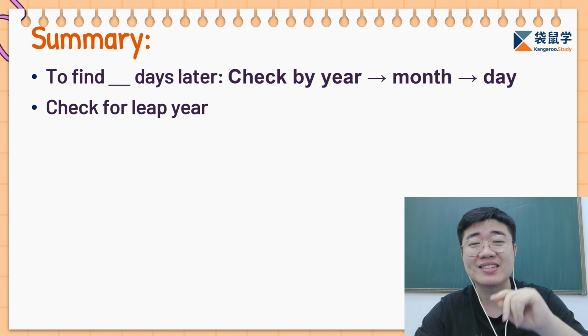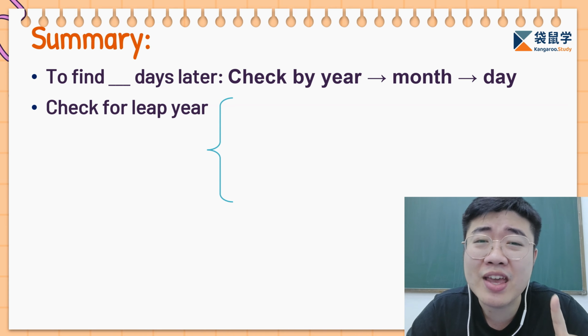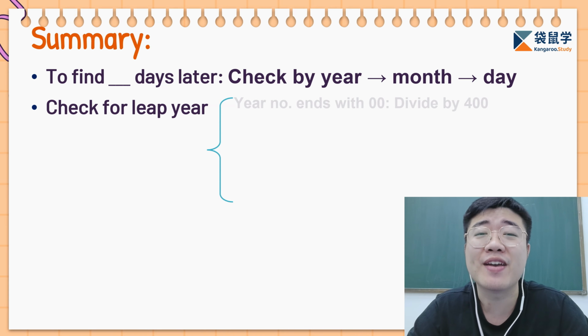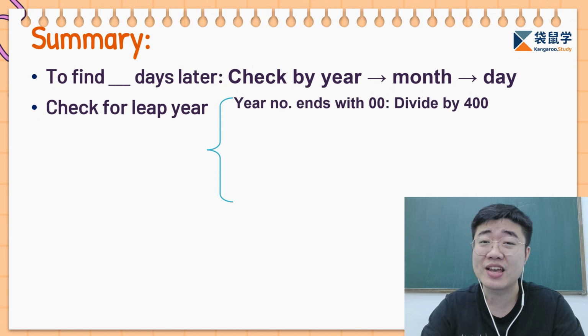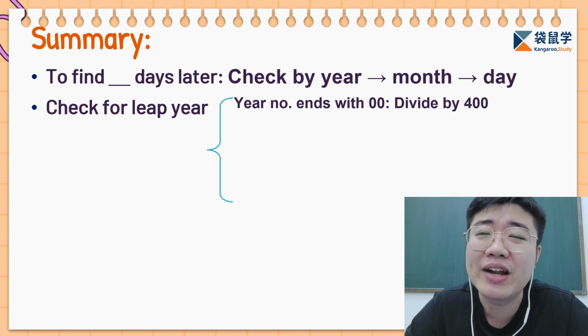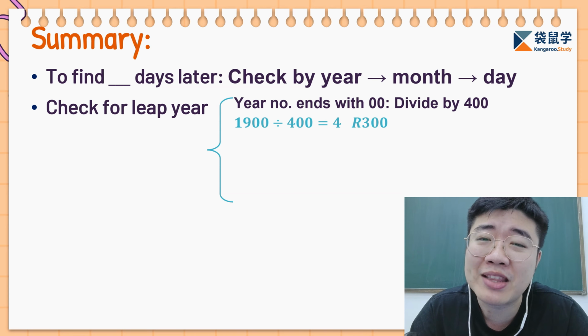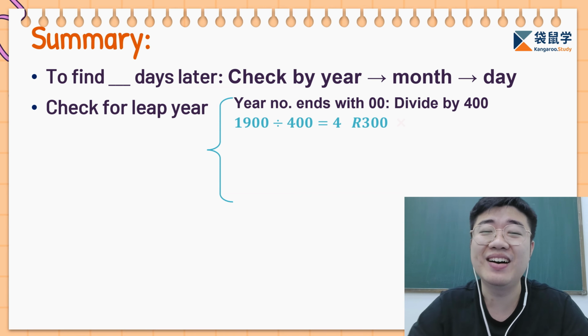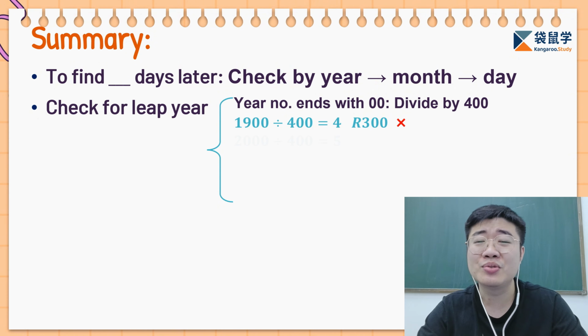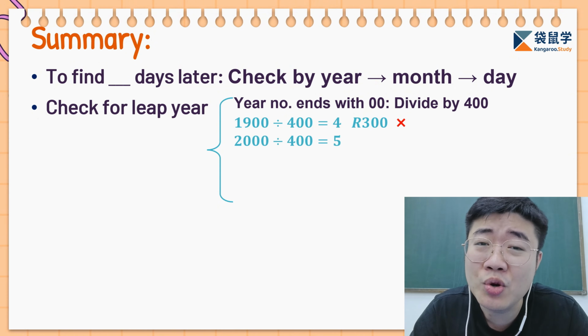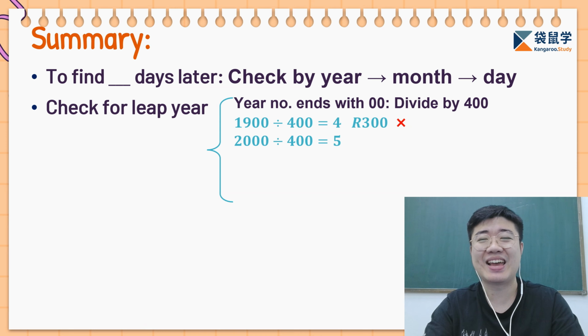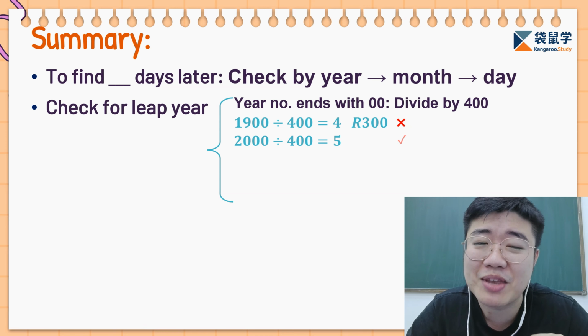There are 2 cases here. The first case is the year number is ending with 2 zeros. When this is the case, just simply divide by 400. For example, 1900 divided by 400 gives us a remainder. So this is not a leap year. Now the next one, 2000 divided by 400. There's no remainder. Is it a leap year? Yes, everyone, this will be a leap year.